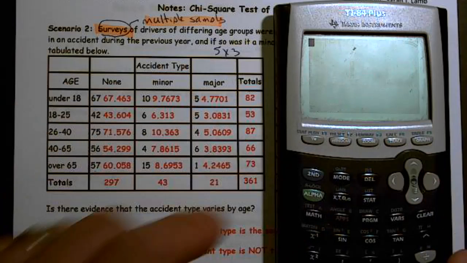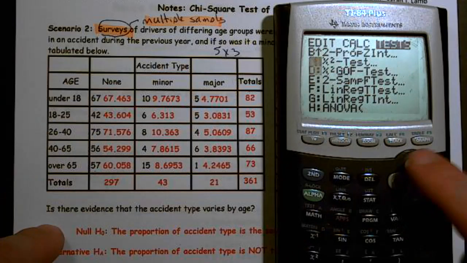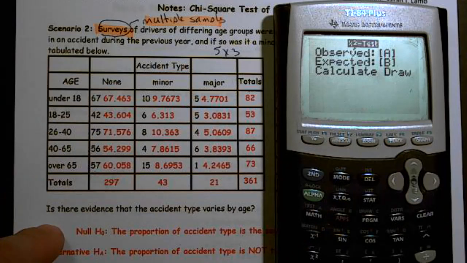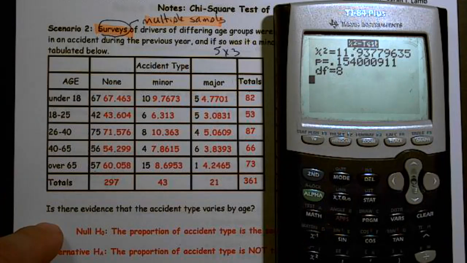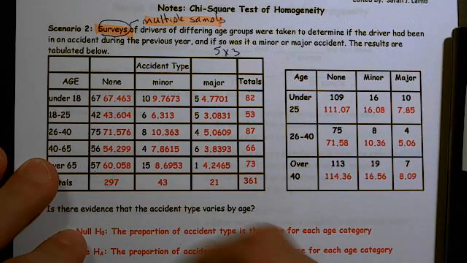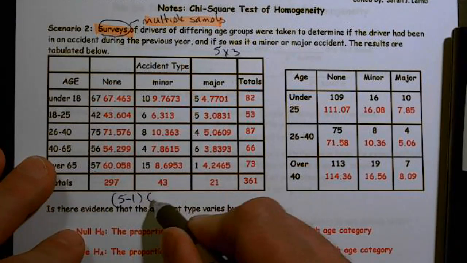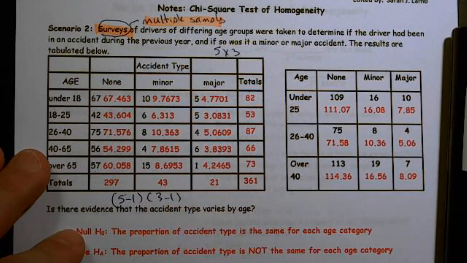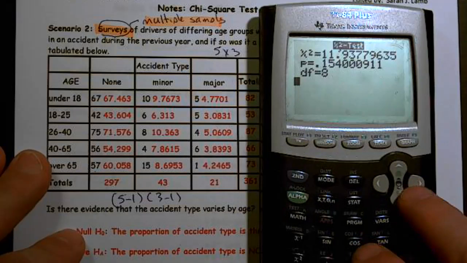I'm going to go ahead and run the test, which I know is a little bit odd. Stat test, chi-squared test, and calculate. Well, I end up with this value, but I'm going to go back because I'm going to let you know real quickly that we have a problem here. And degrees of freedom, well, I'm going to talk about that. Degrees of freedom would be 5 minus 1 times 3 minus 1. So that's where the 8 came from. All right, so let's go back, because I'm telling you we have a problem.